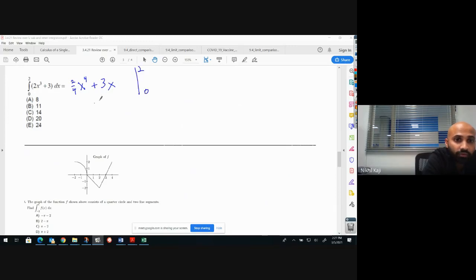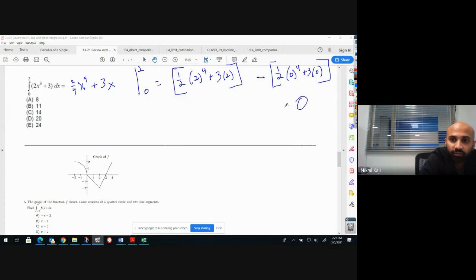Plug in 2 and 0. So that's 1/2 times 2 to the 4th power plus 3 times 2, minus 1/2 times 0 to the 4th power plus 3 times 0. So this just ends up being 0, so we don't have to worry about that. Here, let's see, what's 2 to the 4th power? 2 squared is 4, 8, 16. 16 divided by 2 is 8, plus 6. There we have it.